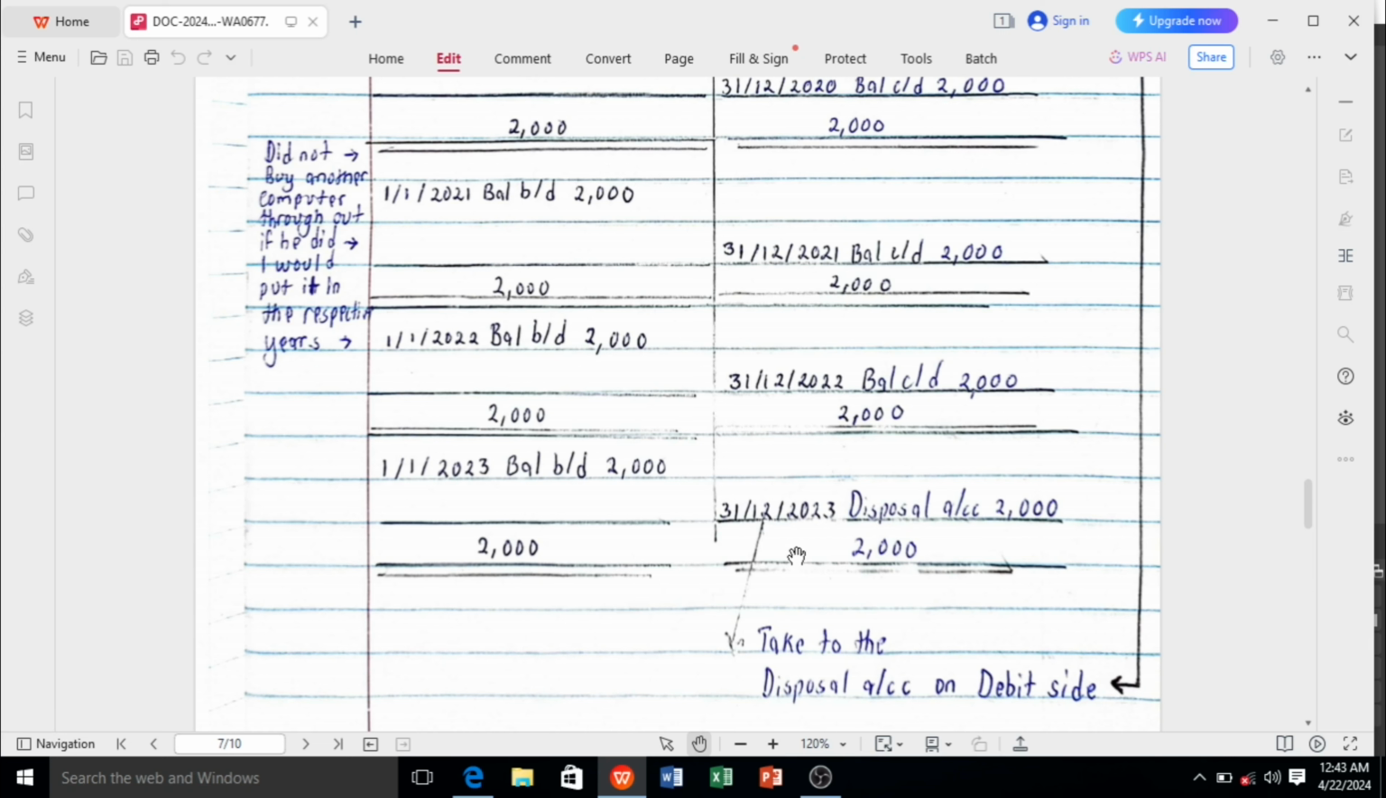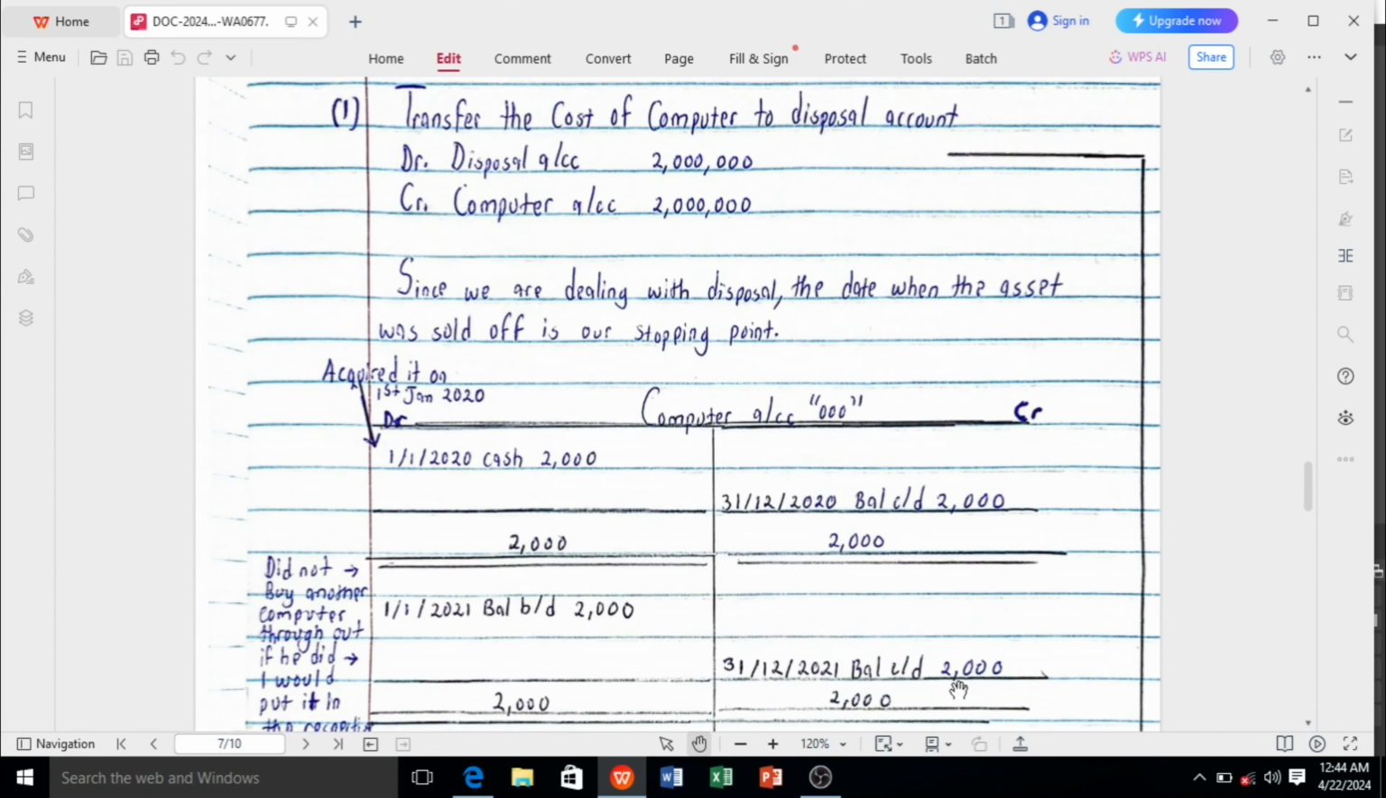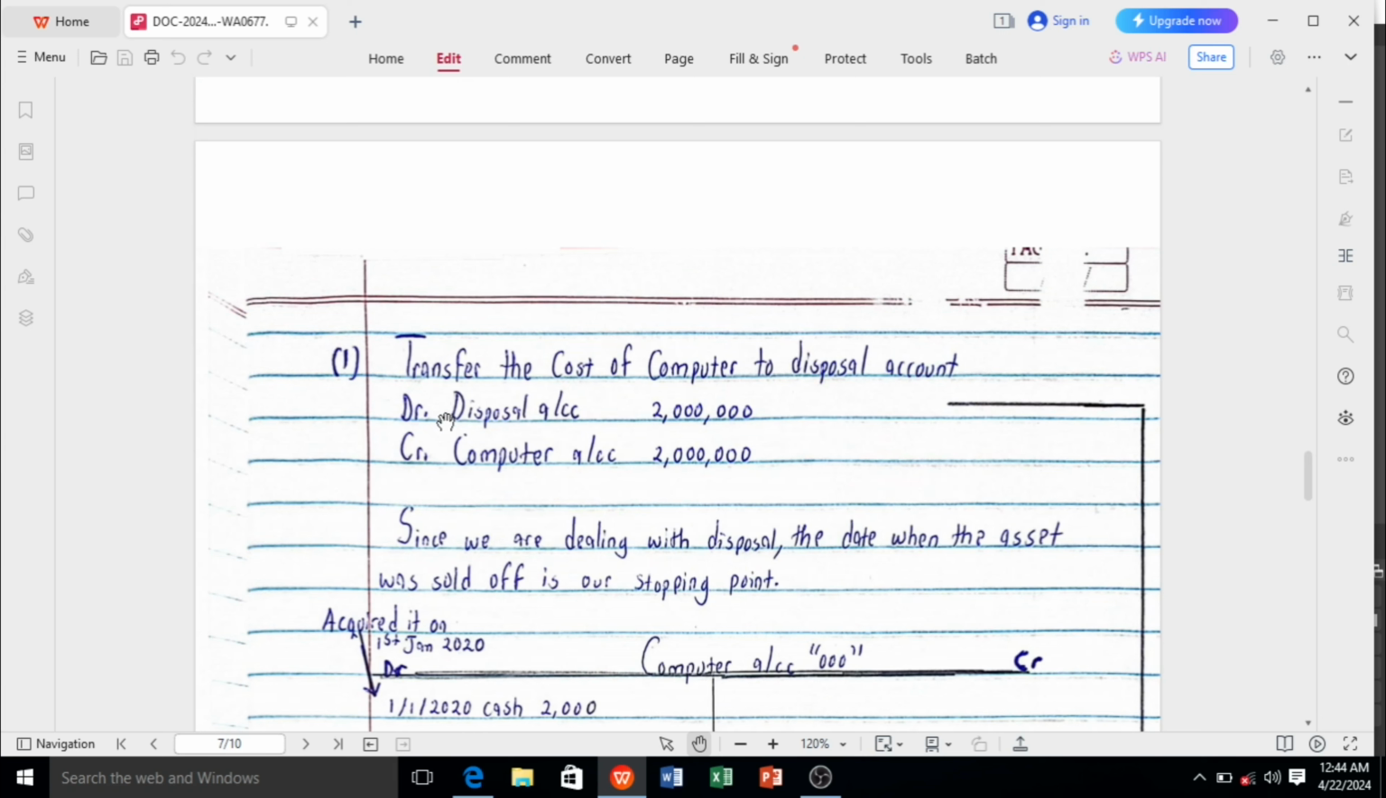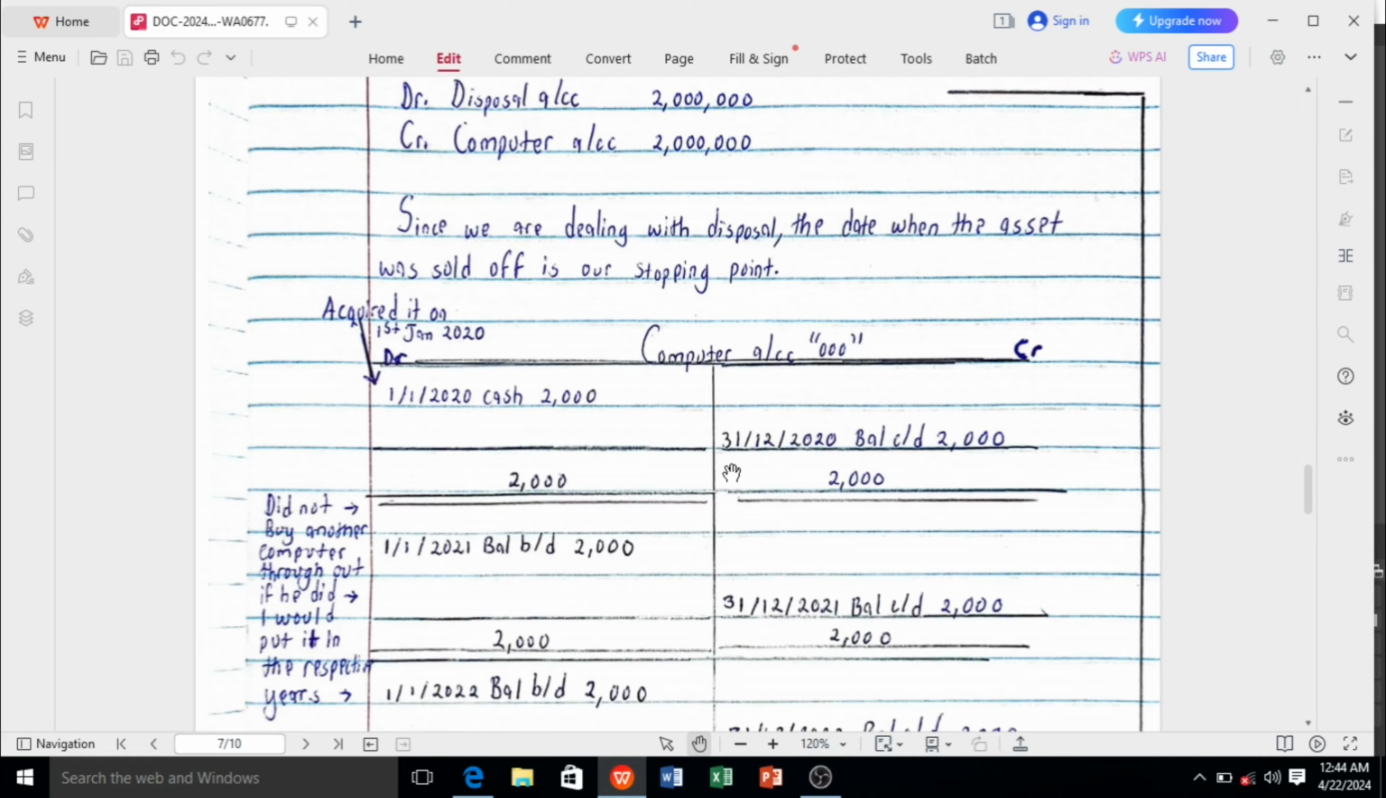So since this was my year of disposal, I close it off to the disposal account. So 31st December 2023, it goes to the disposal account as 2 million. I take it to the disposal account, but on the debit side. And this completes this double entry here: transfer the cost of the computer to the disposal account, which was 2 million. So I'm done with step number 1.